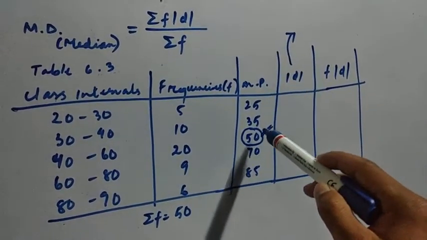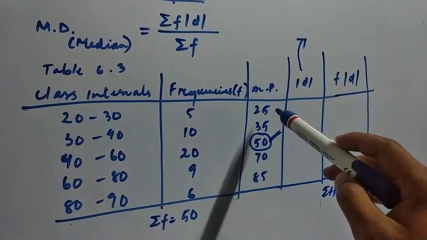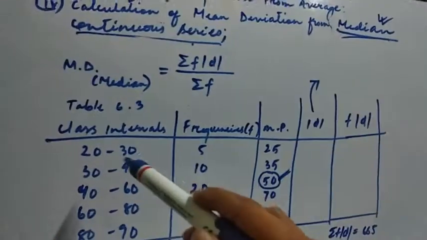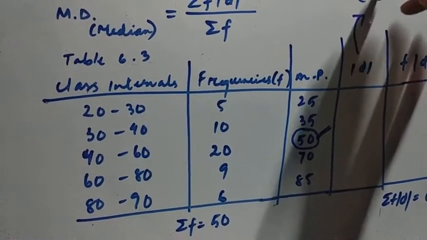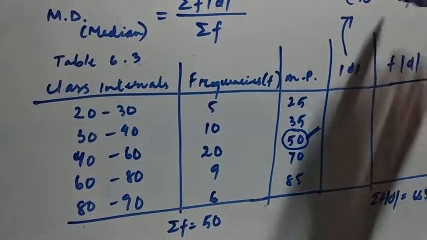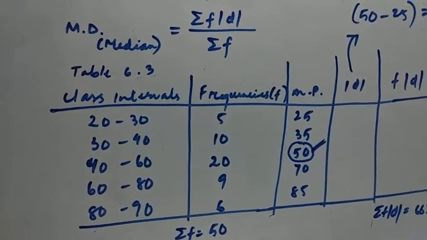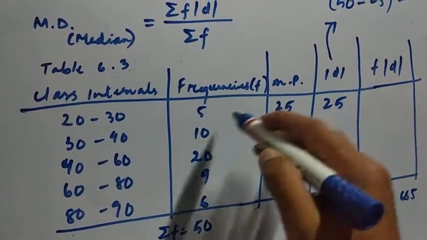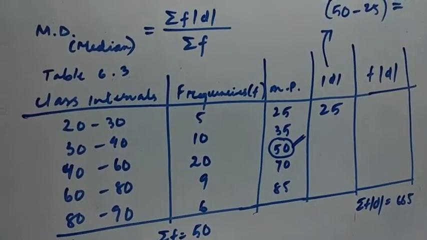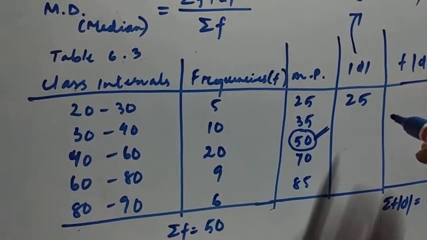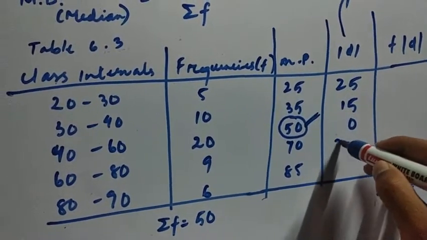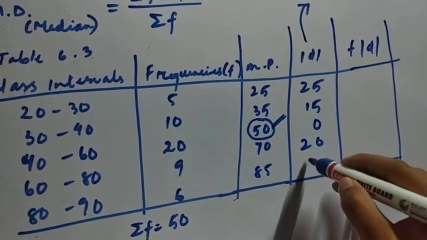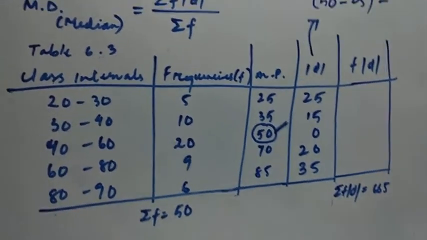Median means the middle value of the midpoints. We have already discussed how to find the midpoint from the class interval, and D is what? D is the median, 50, minus the MP. 50 minus 25 gives you 25. Again 50 minus 35 gives you 15. 50 minus 50 is 0. 50 minus 70 is 20. 50 minus 85 is 35. So you have D now.